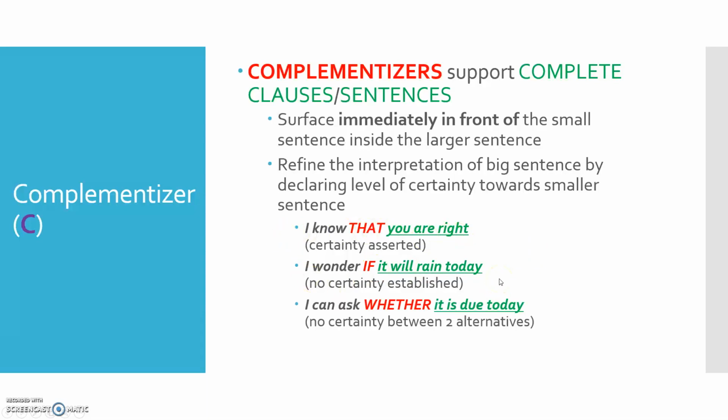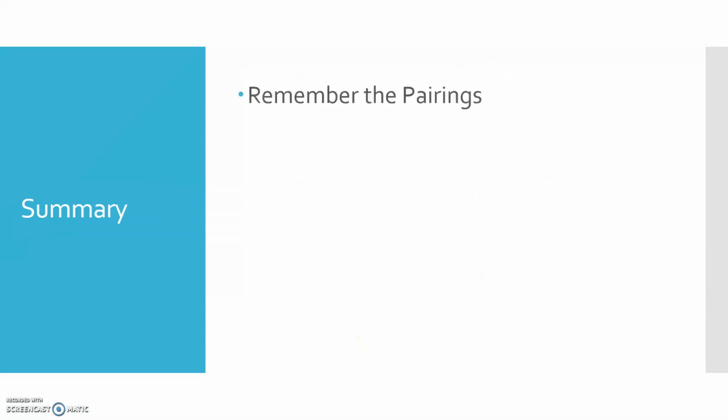The last complementizer is whether, and whether is very, very similar to if. The only difference really is that whether, I think, kind of restricts it to there being only two options, so it's one of the two options. I can ask whether it is due today, so it's either due or not due today. There's only two options, but again, we're not certain about which option to take. So that, whether, and if are the three complementizers, and it's good just to memorize those guys.